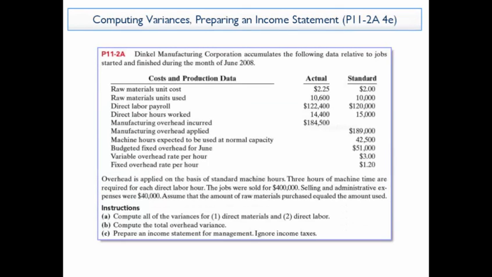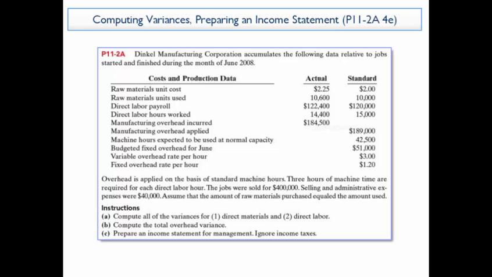Dinkle Manufacturing Corporation accumulates the following data relative to jobs started and finished during the month of June 2008. And you see on this slide we have cost and production data dealing with items such as raw material unit cost, direct labor payroll, direct labor hours worked, other items as well, and it's broken down so that we can see there is actual data available and standard data available.